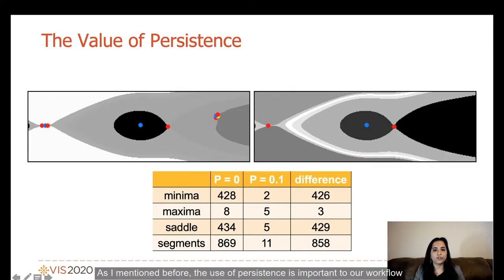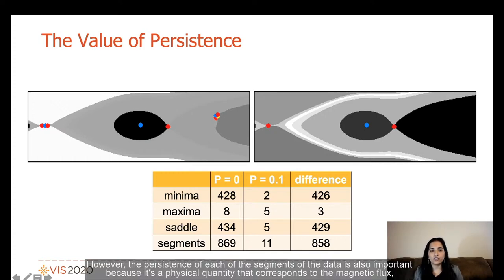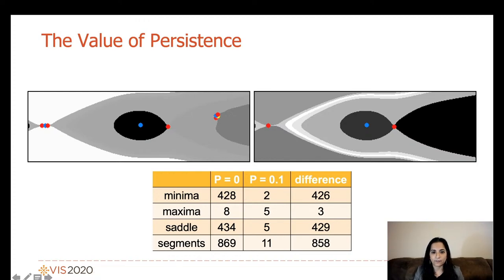As I mentioned before, the use of persistence is important to our workflow for various reasons. The persistence threshold minimizes the impact of noise to our results. However, the persistence of each of the segments of the data is also important because it's a physical quantity that corresponds to the magnetic flux, a reconnection analysis quantity that's important for reconnection studies.